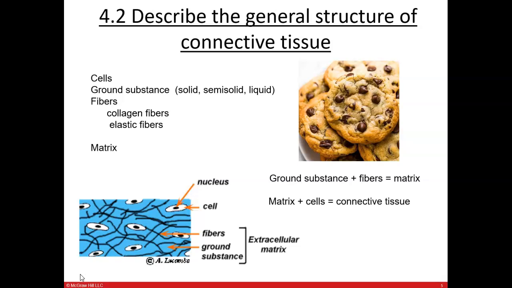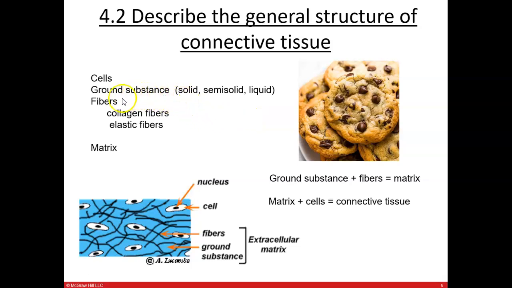But first I want to describe the unique structure of connective tissue. Just like all tissues, connective tissues have cells. And I'm going to be referring to this little cartoon down here. So they're showing you here that the cells are these white things with the black dots. So there's lots of cells in connective tissues. And in between the cells, there is ground substance and fibers. Now the ground substance is all the blue stuff in this picture. And that's going to be solid, semi-solid, or liquid. And again, I'll give you some examples that make this sound relevant.